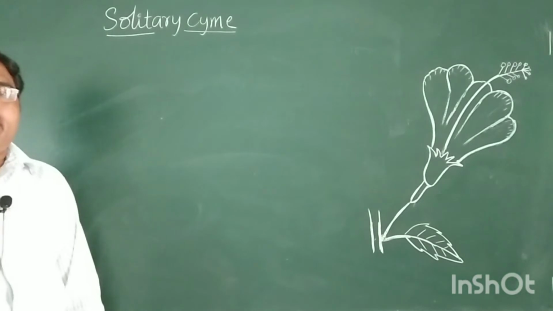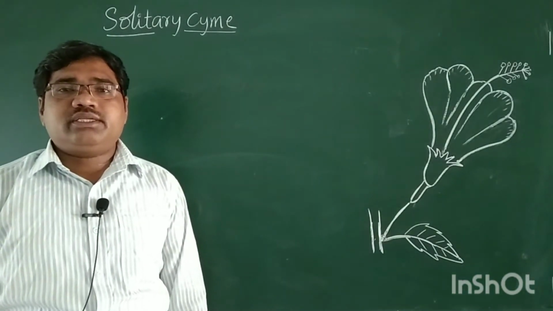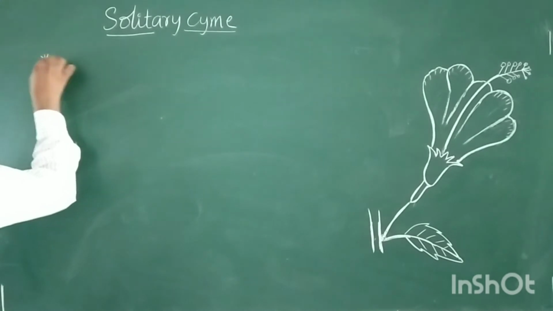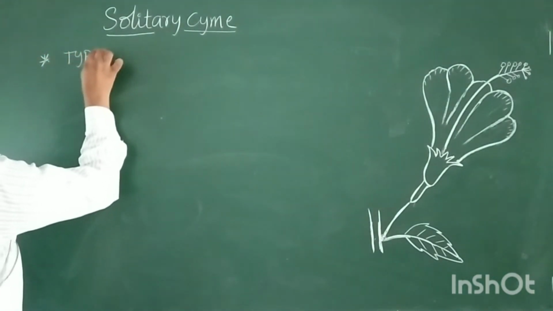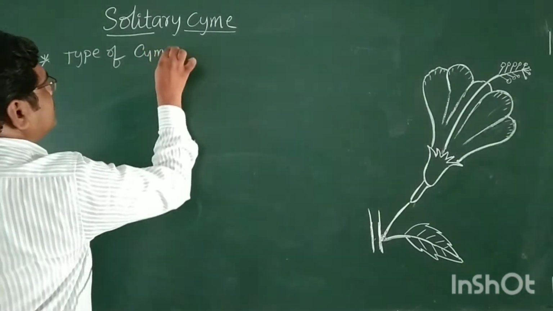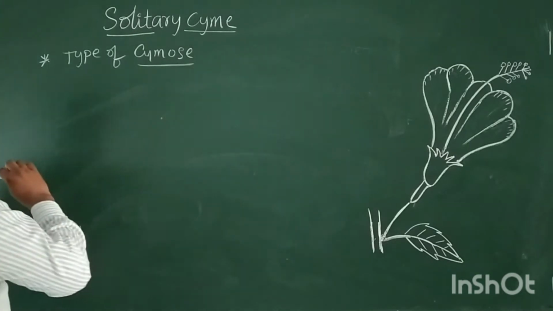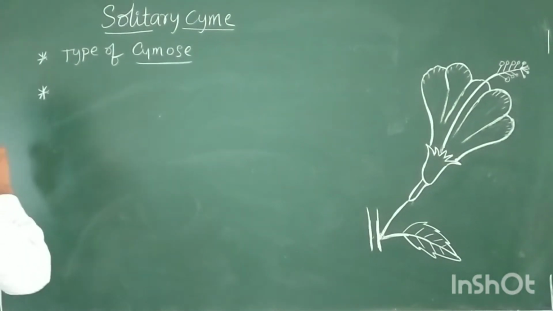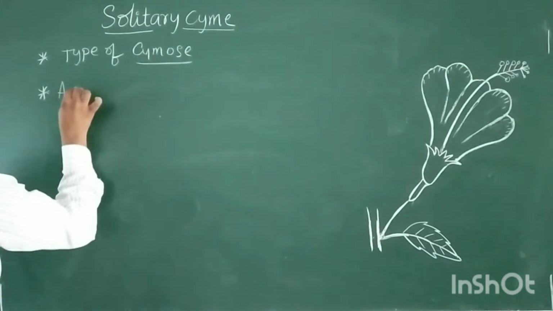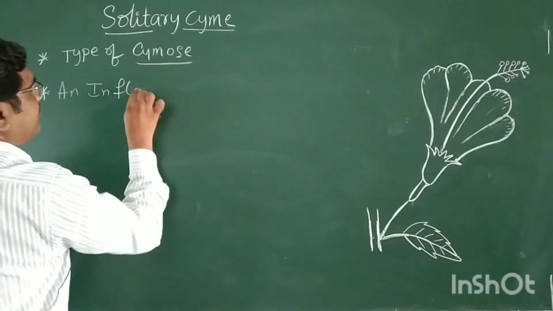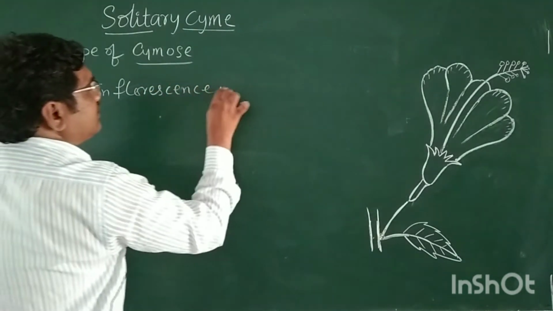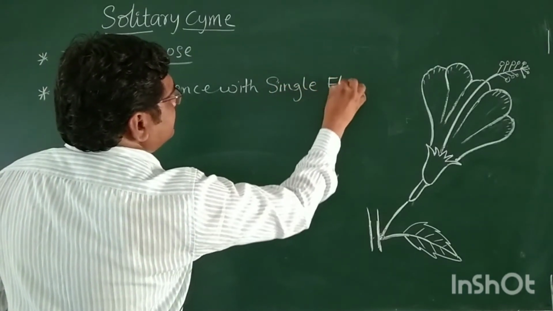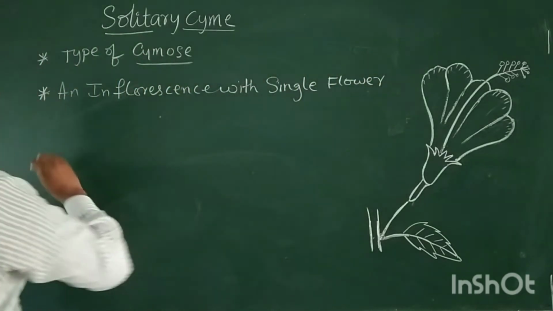Right. Today I am going to discuss the solitary cyme. Solitary cyme is one type of cymose inflorescence. Now, an inflorescence with a single flower is called a solitary cyme.